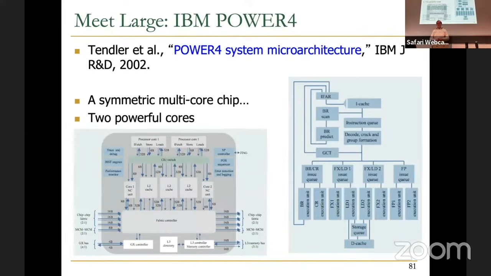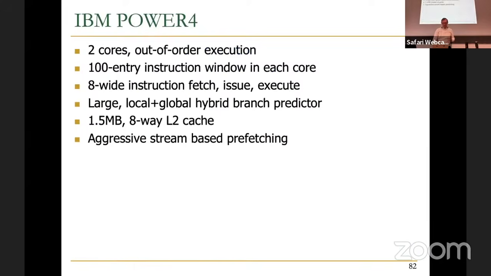But when multi-core systems were being designed, this was one of the earliest multi-cores, actually. IBM put together a very nice multi-core system in 2000, earlier than 2002, actually. It's a symmetric multi-core chip. Basically, they added 2 powerful cores. This was one philosophy: we're going to keep the cores powerful, but have a few powerful cores. You can see some of the parameters of the core, which we'll not go into in detail. We've already seen the stream-based prefetching that they employed in IBM Power 4. But for that time, it's a pretty powerful core. Many cores did not even have 8-wide instruction fetch at the time.